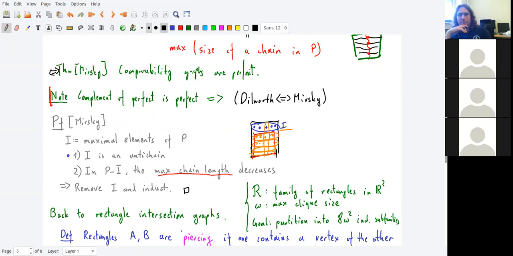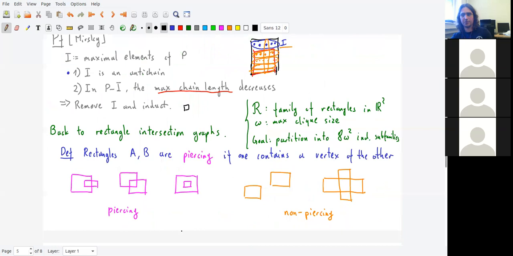Good. Any questions about the comparability graphs, co-comparability graphs, and this proof of Mirsky theorem? Okay, no questions. Then let me go back to the rectangle intersection graphs, and we will use the results about comparability graphs there for our proof. Good. So let me first introduce a definition.